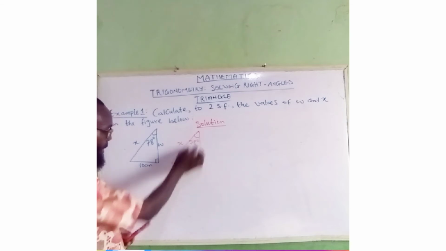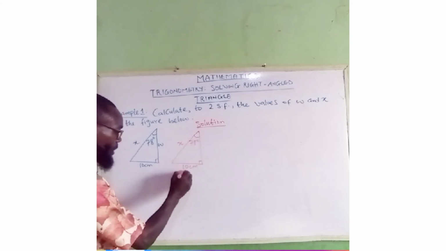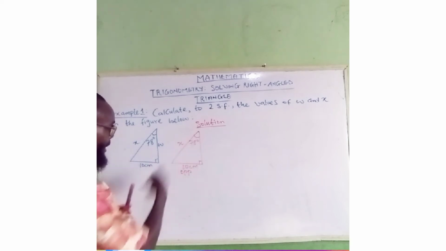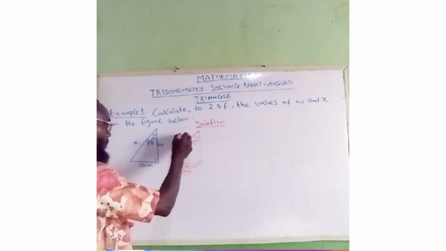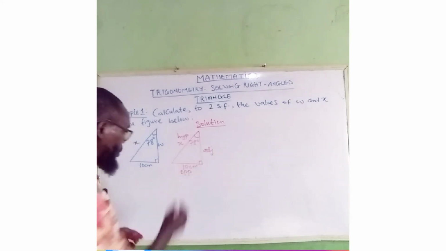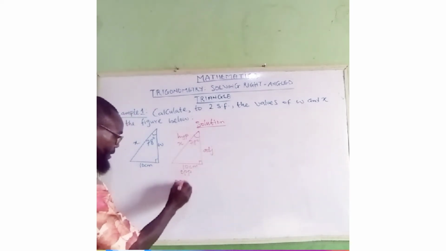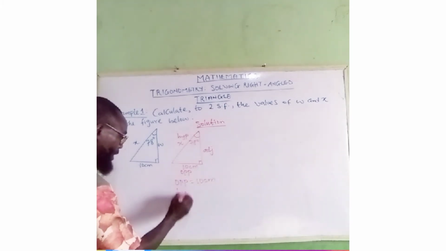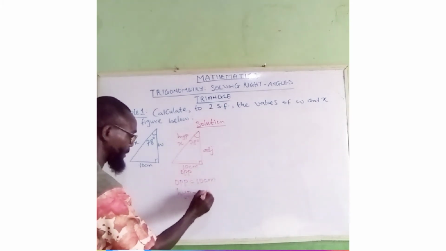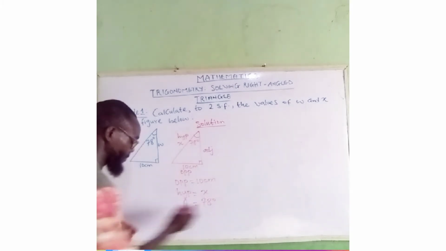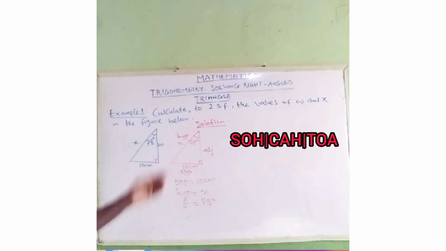A side facing this angle is referred to as the opposite, while the side facing the box, the 90 degrees, is referred to as the hypotenuse, then the remaining one is the adjacent. Now, we can say opposite is equal to 10 centimeters, then our hypotenuse is equal to x. Then our angle theta equals 78 degrees. We now compare this with our SOHCAHTOA.